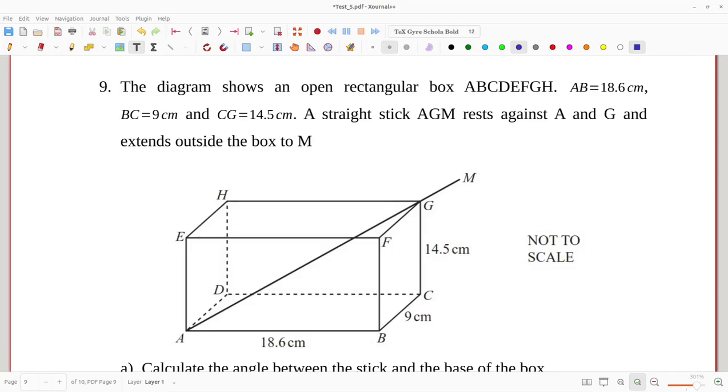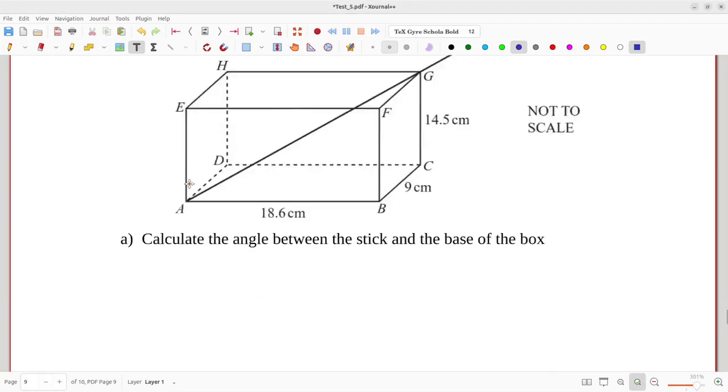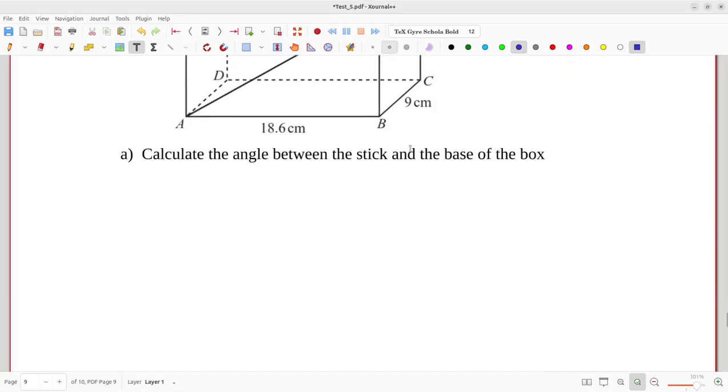Now let's check. The diagram shows an open rectangular box, and then AB is that, BC is that, and CG is that. A thick stick AGM rests against A and G and extends outside the box to M. Then you are required to do what? To calculate the angle between the stick and the base.